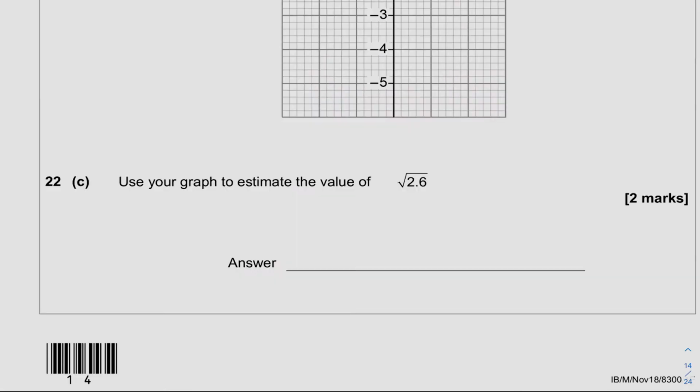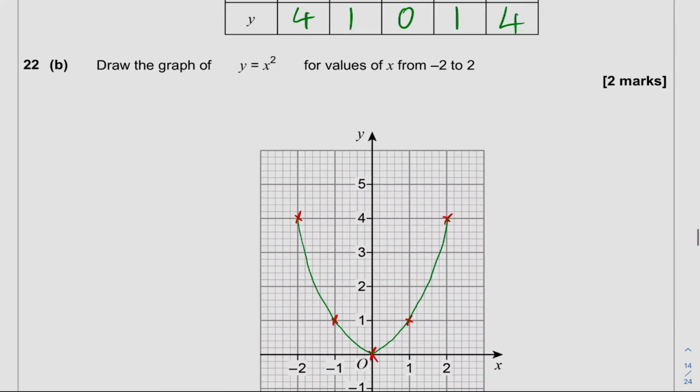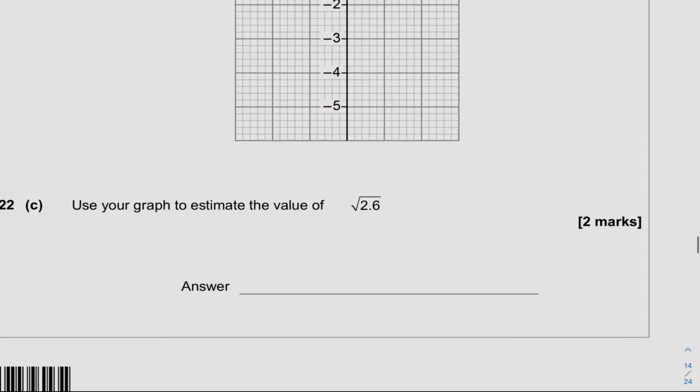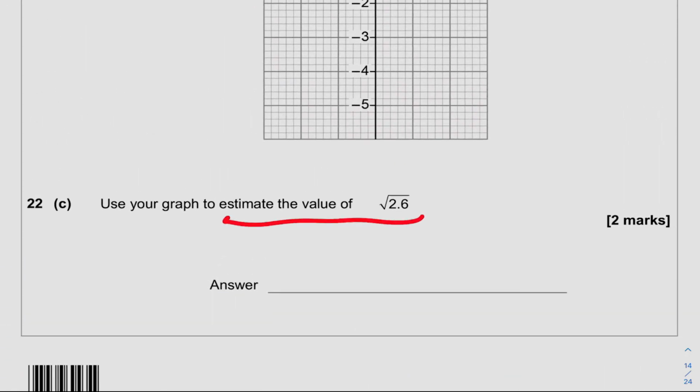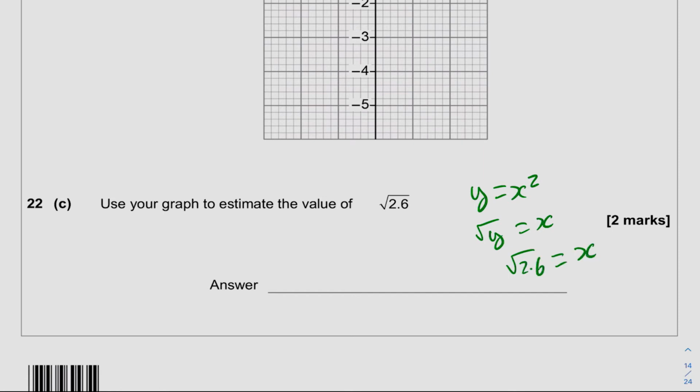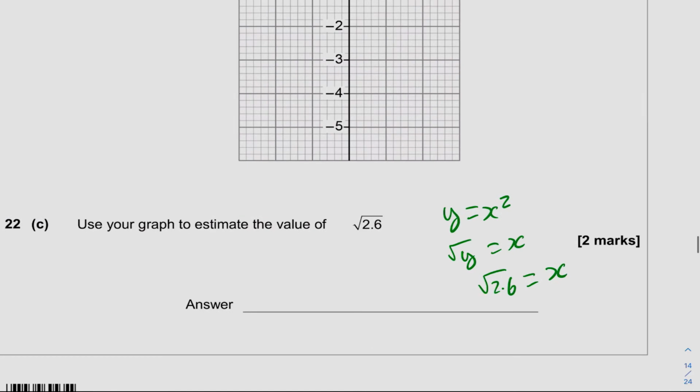So question 22c is following on from our graph that we've just plotted of y equals x squared, and we need to use our graph to estimate the value of the square root of 2.6. So our equation for the graph is y equals x squared. We can rearrange this to get square root of y is equal to x. And then if we compare this to what we're being asked in the question, where we've got square root of 2.6, we can say that the square root of 2.6 is equal to some value, which is x. So if we find 2.6 on the y-axis, because we've subbed in 2.6 for y, we can get an estimate of the value of x.